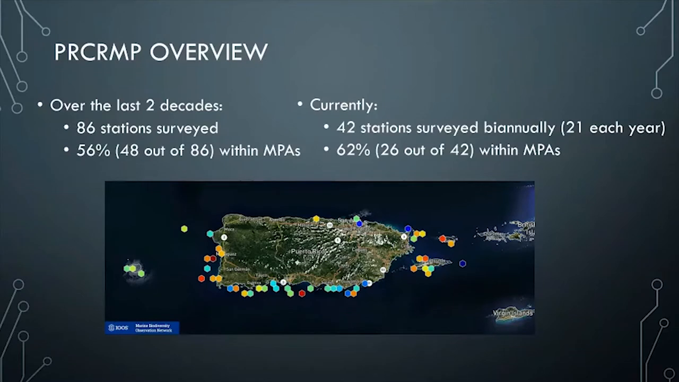Over the last two decades, more than 80 stations around Puerto Rico have been visited, some of them for various years. Most of these stations are within polygons of marine protected areas in the Puerto Rican archipelago. Since 2015 to present, we currently have 42 stations that are surveyed every 2 years. 62% of these 42 stations are within MPAs. And right now, the Puerto Rico Coral Reef Conservation and Management Program is requesting to add 3 more stations in Mona Island, which is located in the western part of the archipelago, to expand the total of permanently monitored stations to 45.